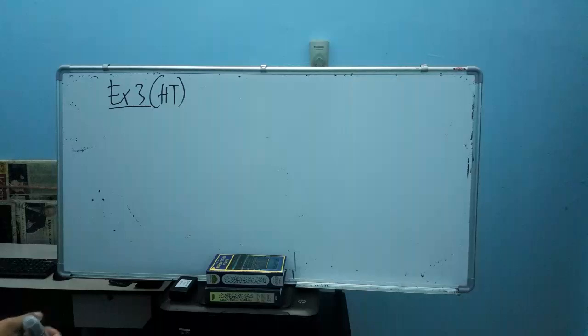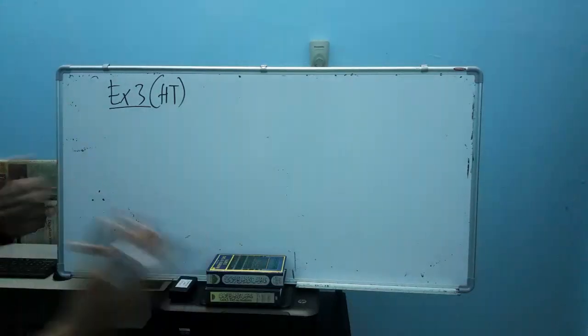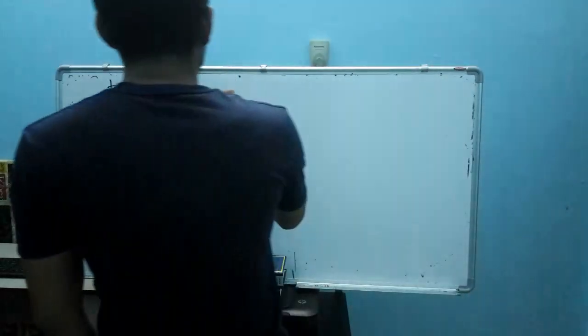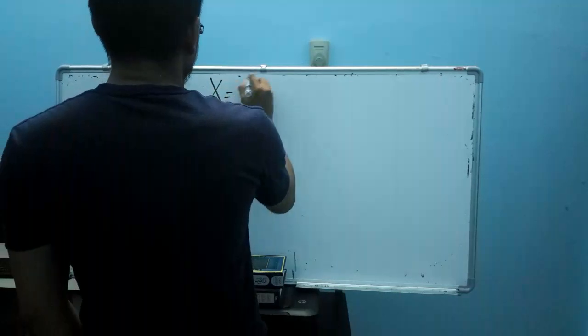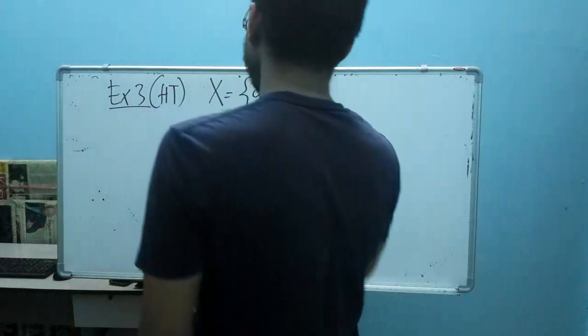The meaning of measurable function itself, and try to see the example of measurable function and also non-measurable function. Okay, so now I will consider my set X. Let my X be {a, b, c}.